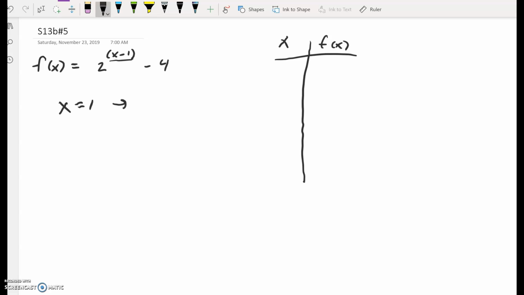So x equals 1 leads us to 2 to the 1 minus 1 power minus 4, which is 1 minus 4, which is negative 3.